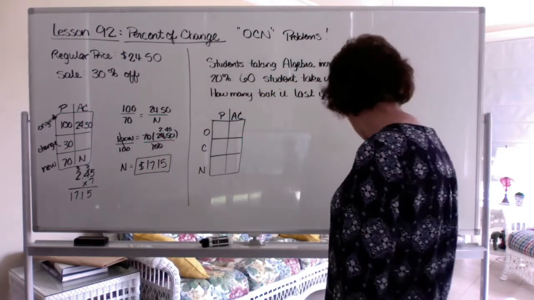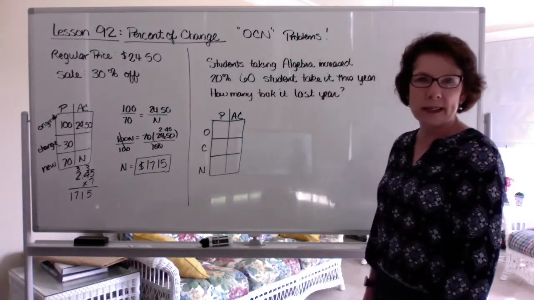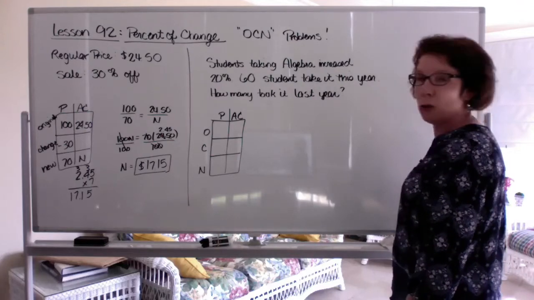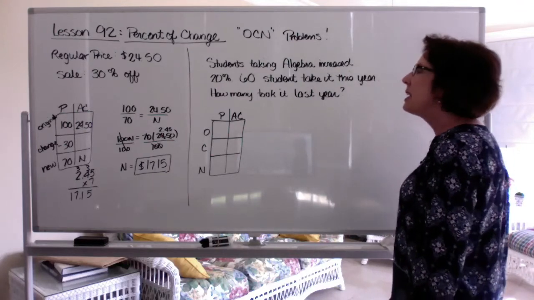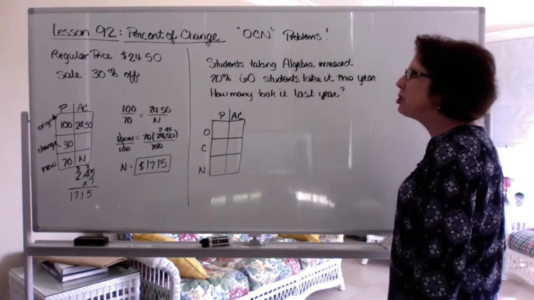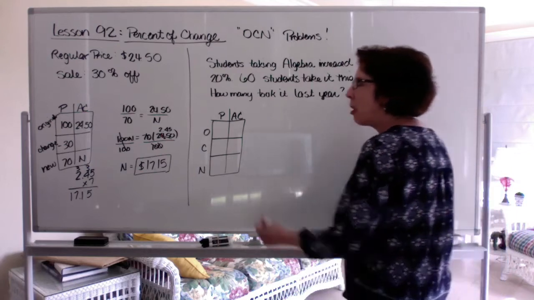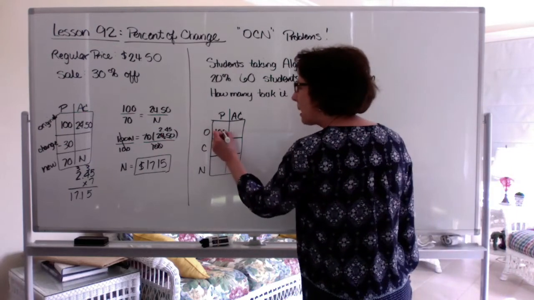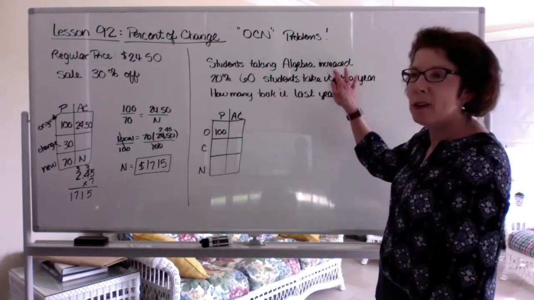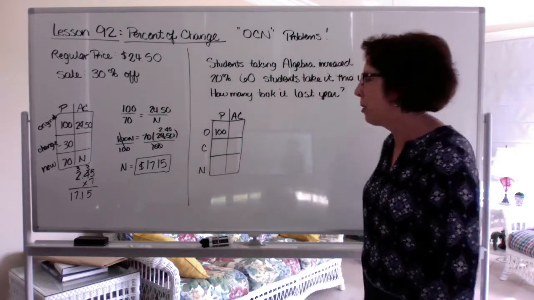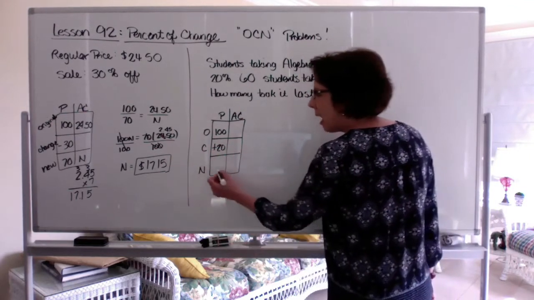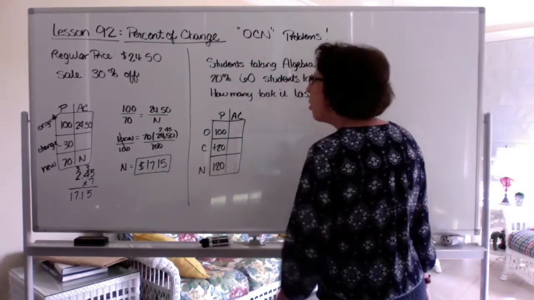That is my new sale price of the item. Now let's try a different one, because there's several different ways we can set these OCN problems up. Students taking algebra increased 20%. 60 students take it this year. How many took it last year? All right. I've already done my OCN box, and I automatically put 100 as my starting point. This time, we have an increase as opposed to a decrease over here. So I'm going to put a plus 20 right here. And 100 plus 20 is 120.